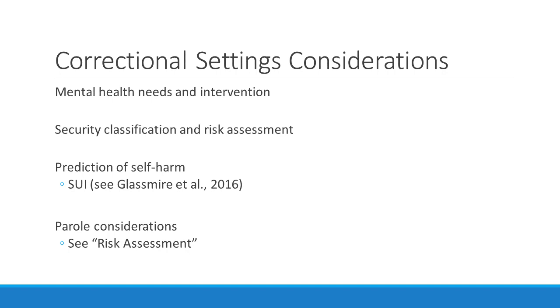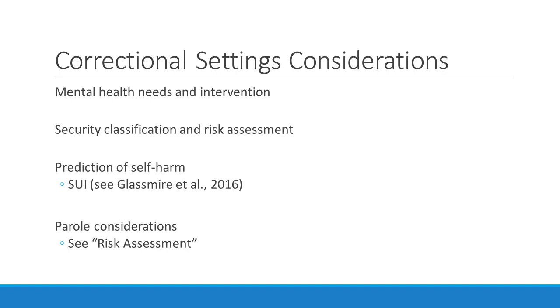But also sometimes you're asked to provide information that pertains to security classification and risk assessments. Should this offender, for instance, be sent to a higher security institution? And here the principles of risk assessment come into play, which we talked about earlier. The MMPI-2-RF does well at prediction of self-harm, which is quite important in correctional settings and forensic psychiatric institutions.